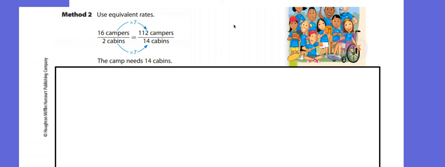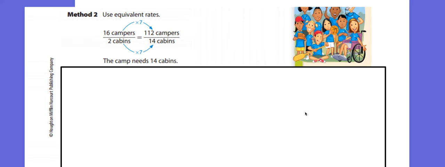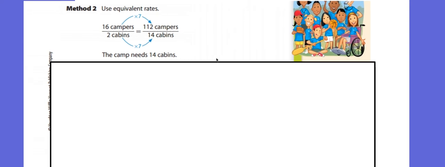Now, this might look just a little bit confusing, but what I'll try to do is explain the math that's actually happening here. So method 2 is use equivalent rates. I'll go ahead and title my board here. When I'm going to be teaching this, it's important to me that you know the difference. So we're going to call this one equivalent rates.